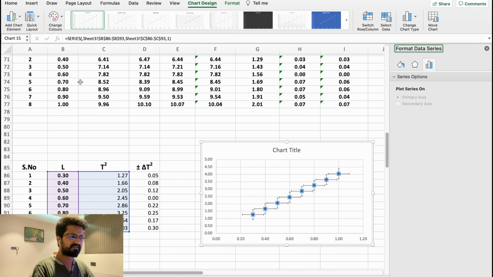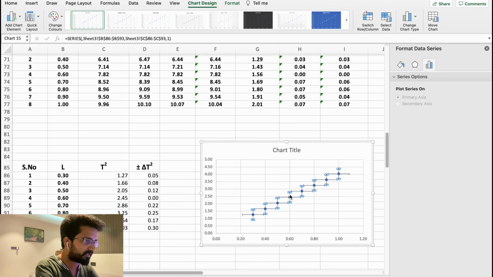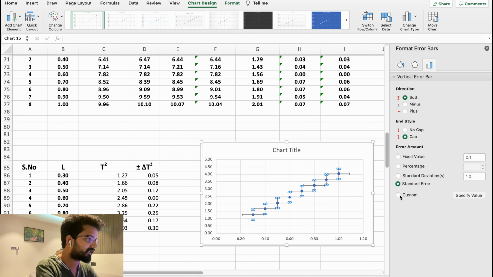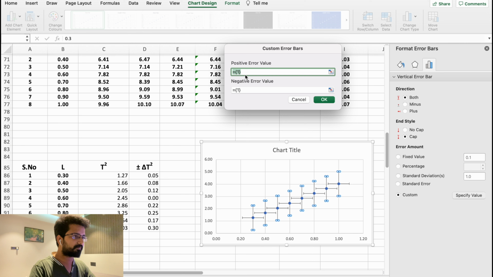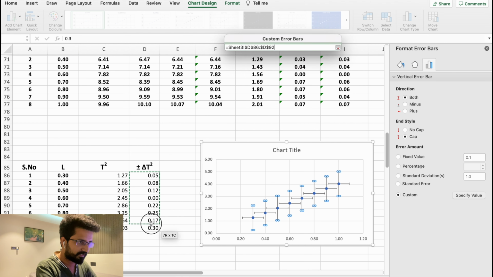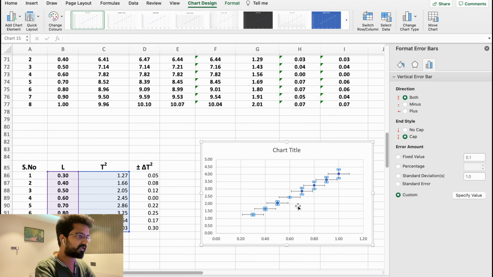Standard error by default gives a constant error for every single data point on the graph, but I wanted my custom values, right? So let me double click on the vertical error bar and click on custom, specify value. My values are over here. Positive values are all these. Next, negative values are also the same, these values only. So click on OK, and you can see my error bar values have changed.